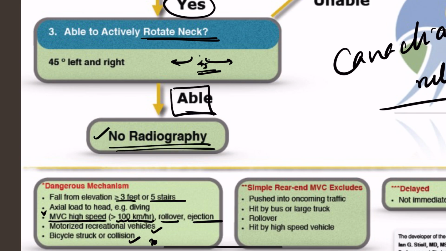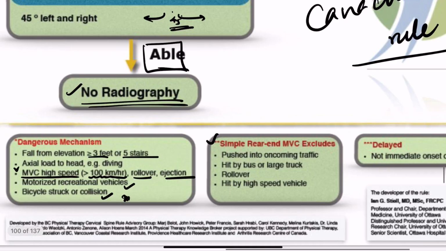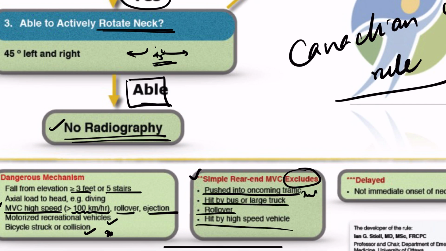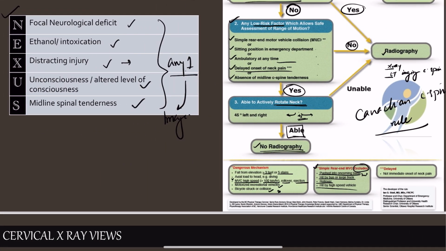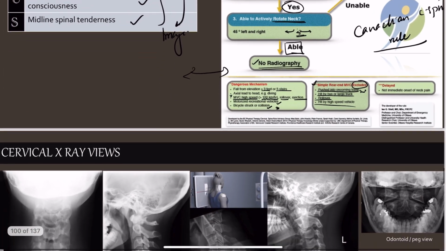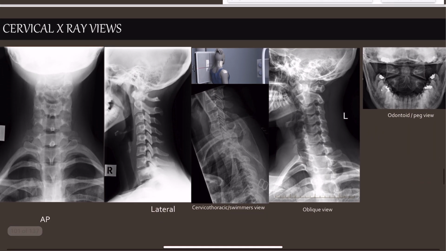What is a simple rear end collision, by the way? The simple rear end collision excludes being pushed into oncoming traffic, or being hit by a bus or large truck, rollover, or being hit by a high speed vehicle. These are not included in simple rear end collisions. So these are the indications for taking a CT or X-ray or imaging in cervical spine injury.